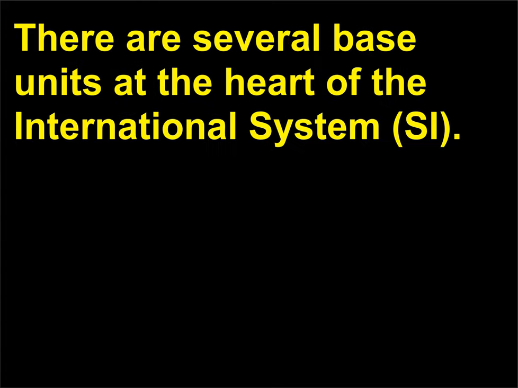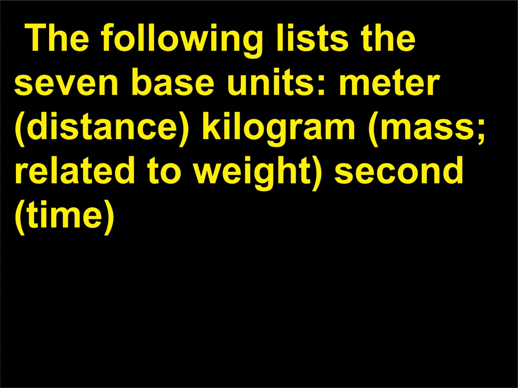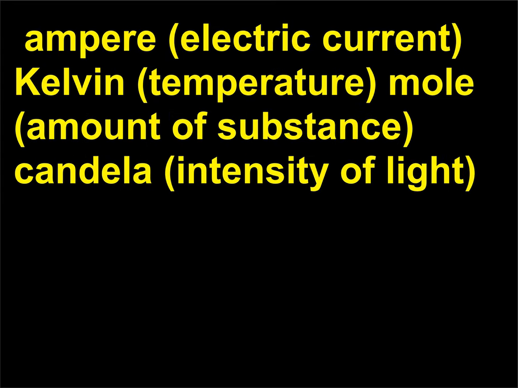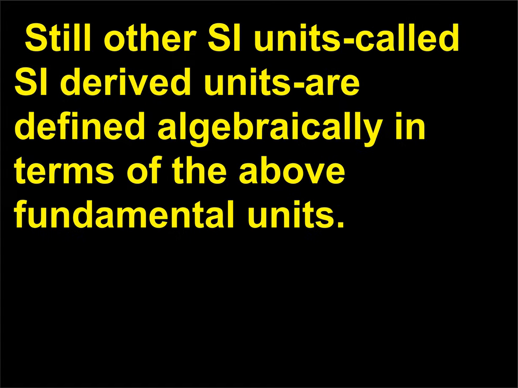There are several base units at the heart of the International System, SI. The following lists the 7 base units: meter, distance; kilogram, mass, related to weight; second, time; ampere, electric current; Kelvin, temperature; mole, amount of substance; candela, intensity of light. Still other SI units, called SI-derived units, are defined algebraically in terms of the above fundamental units.